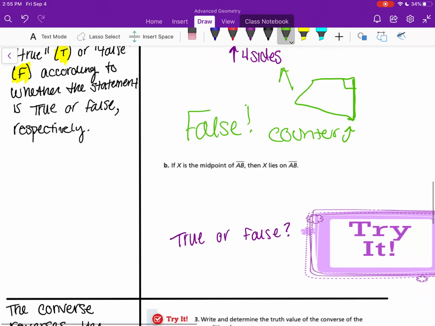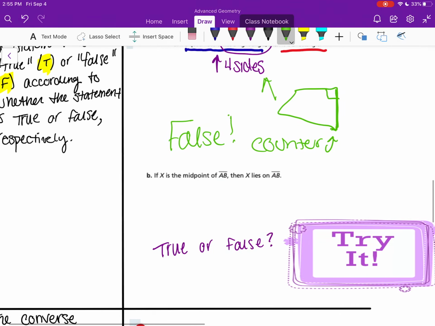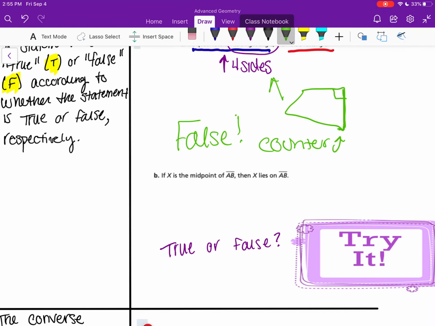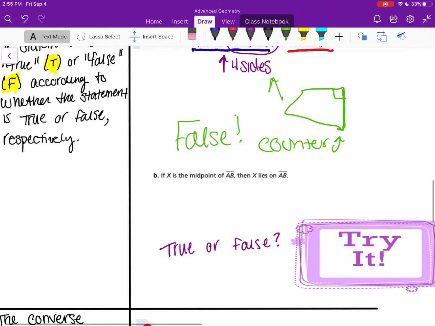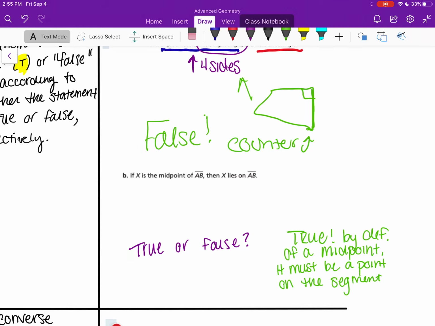So read try it B. If x is the midpoint of AB, then x lies on the segment AB. Read that and determine whether it is true or false. What did you decide? Did you decide true? Then great job. Because by definition of a midpoint, it must be a point on the segment. Because this was saying you have some segment AB, and if x is the midpoint, then it does have to lie on the line. So that would be true, a true statement.